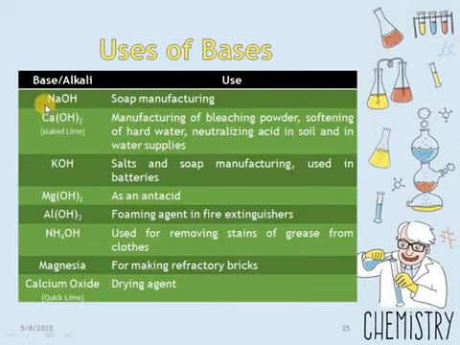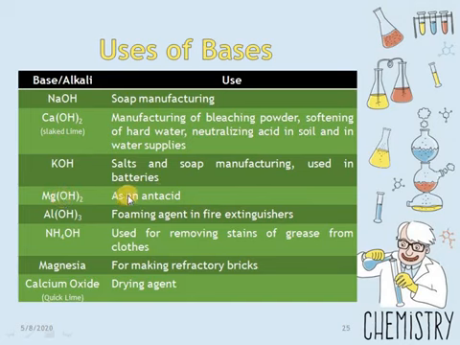What are the uses? These are given over here. Sodium hydroxide is used in soap manufacturing. Calcium hydroxide or slaked lime is used in manufacturing of bleaching powder, softening of hard water, and neutralizing acid in soil and in water supplies. Potassium hydroxide is used in salts and soap manufacturing and in batteries.